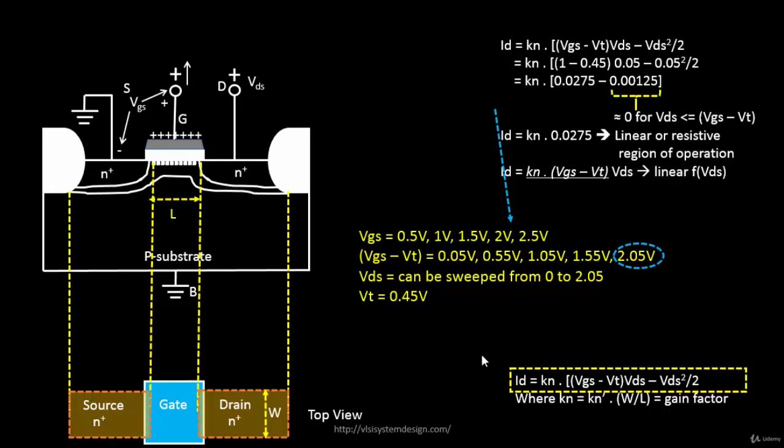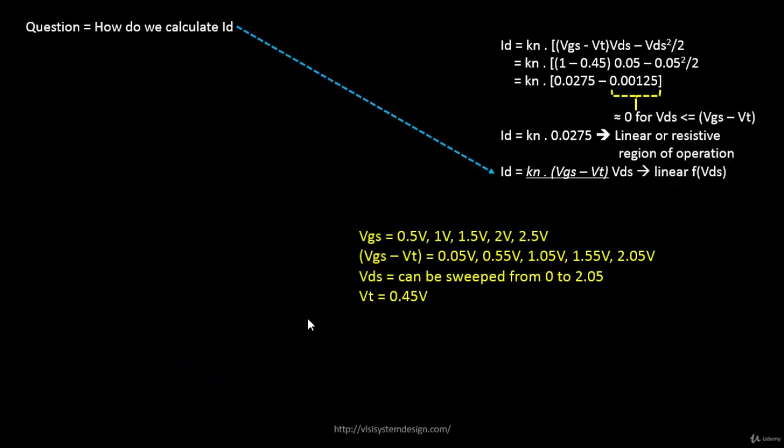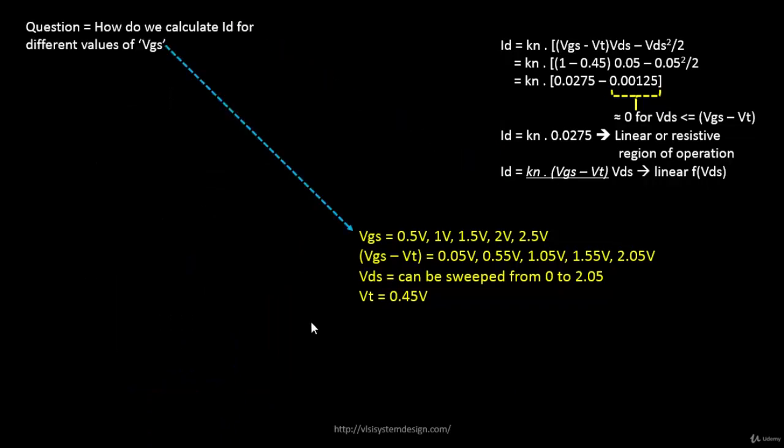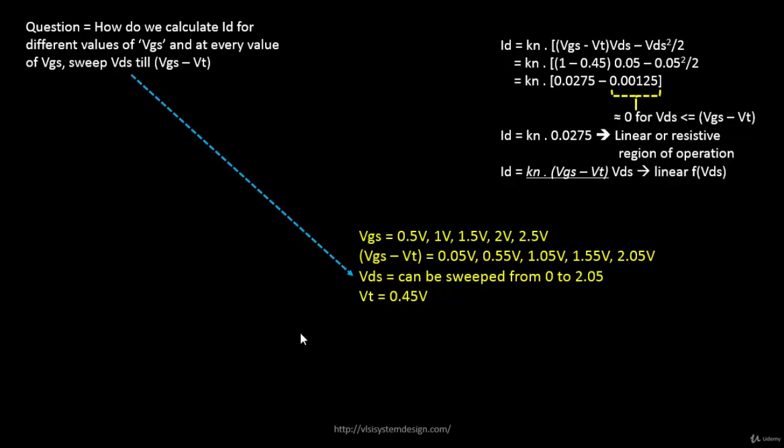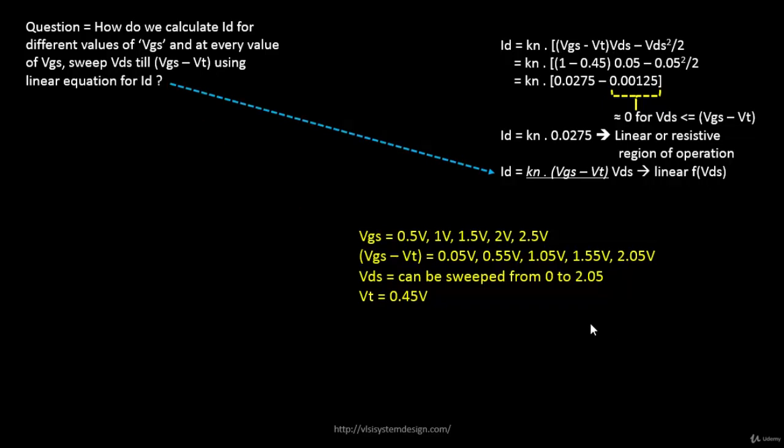It's not very feasible to calculate the drain current for each and every combination, because it will take ages. So the question I have to answer at this point is, how do I calculate ID at different values of VGS, and at every value of VGS have VDS swept from 0 to VGS minus VT, and still identify the drain current using this linear equation? Doing it manually will take ages, and I need some engine that has even more accurate models than this one to do the calculations.